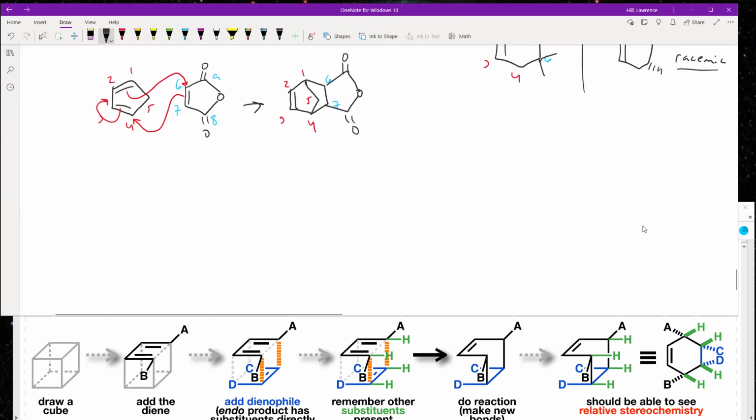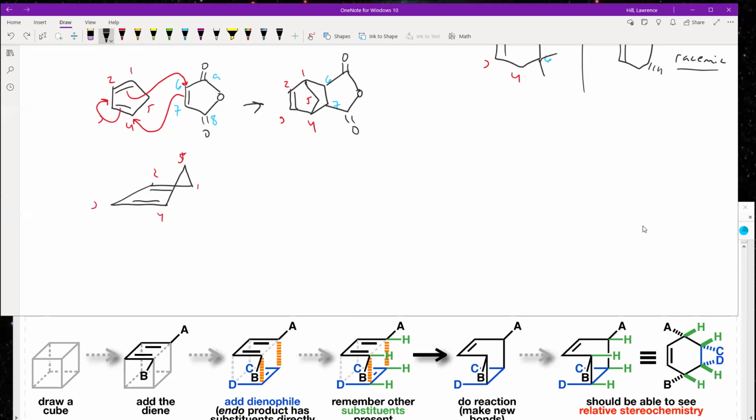if we were to use the cube method, we're going to draw the top of a cube, and then our extra carbon looks like this. That's our carbon 5. This is 1, 2, 3, 4. Okay, that's the top of our cube. The diene is the top of the cube. The bottom of the cube is your dienophile. And you're going to orient your dienophile such that the electron withdrawing groups go under the bottom of the cube. And this is where you're ready to use the cube method instead of trying to draw it.